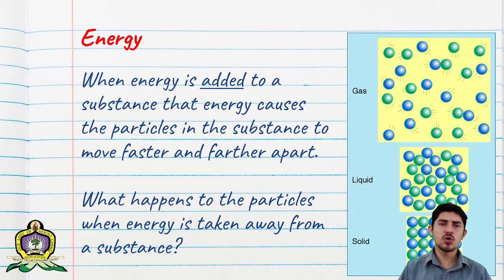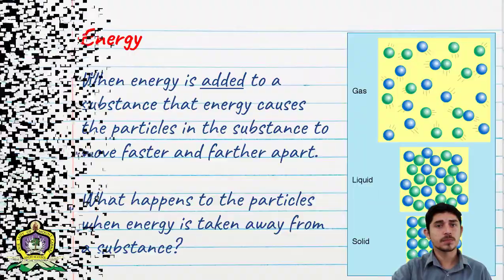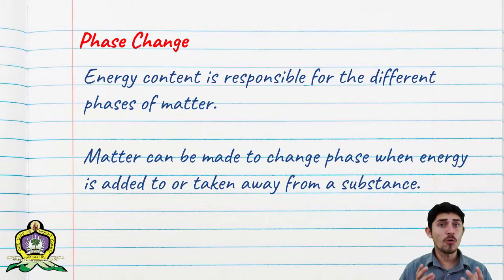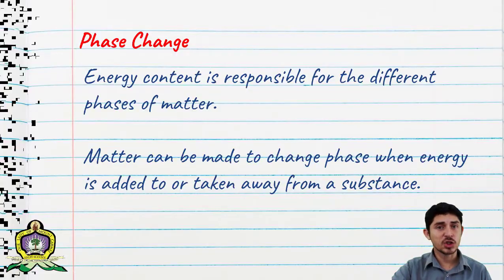So my question to you is this: what would happen if we remove the energy from these particles? That is something to think about. So we know that energy content, how much energy a particle has, actually decides the state in which the particle can be found. And we know that the more energy, the more vibrations of the particles and the faster the change.